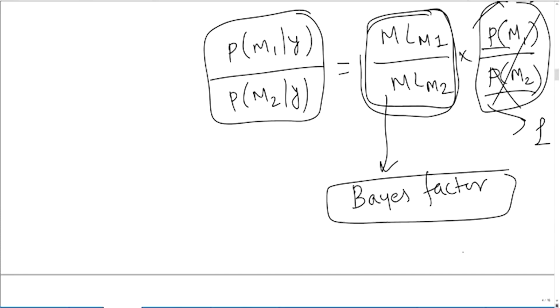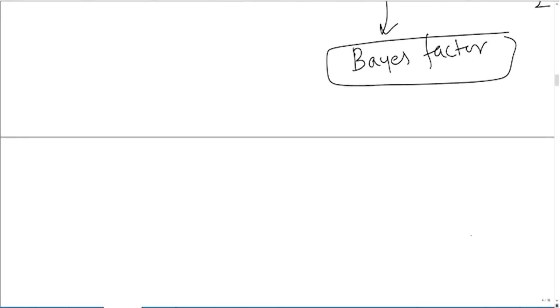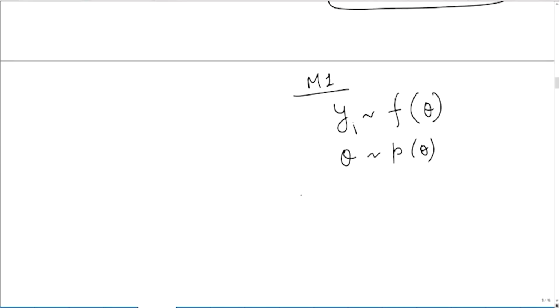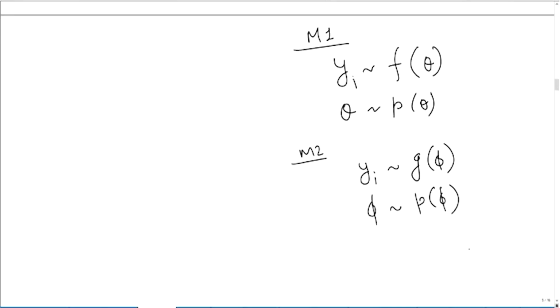Let us say you have some model M1 such that the model M1 assumes yi comes from f of theta, where theta has some prior. Model M2 assumes that yi comes from g of phi, where phi has some prior p of phi.